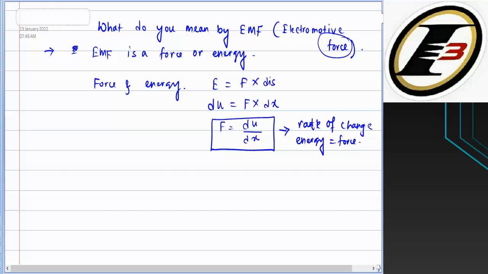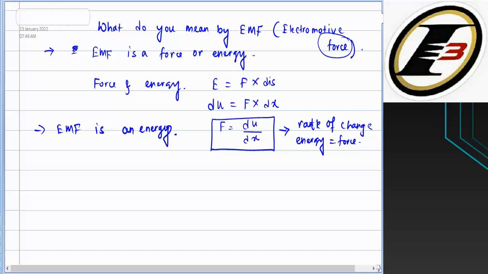If you have energy, then you can apply force. If you have not energy, then you are not applying any force. Where there is no energy, there can be no force. So force and energy are related. We can say rate of change of energy is equal to force. So this electromotive force, always remember, EMF is an energy first.